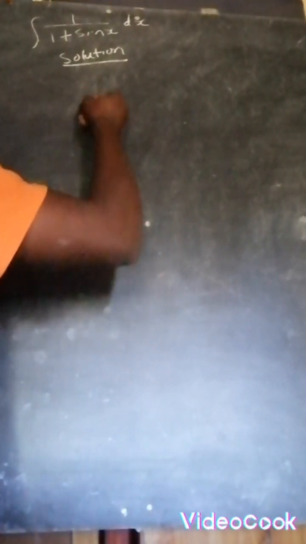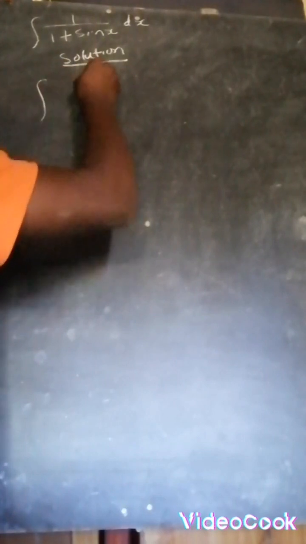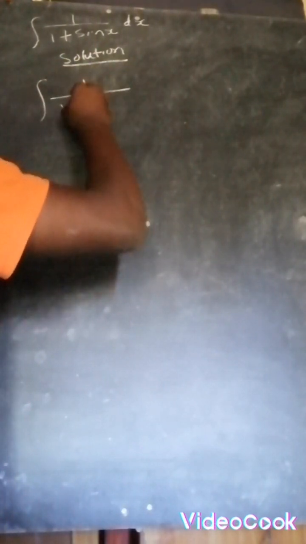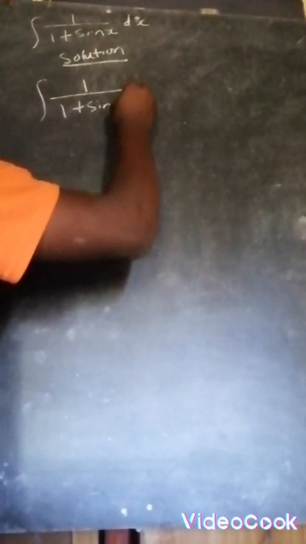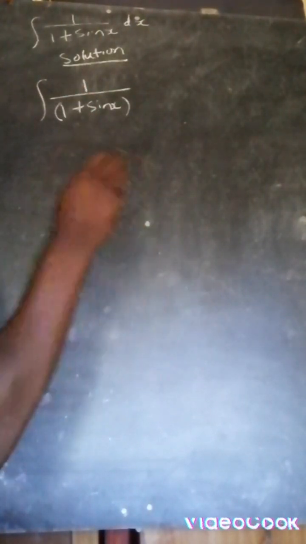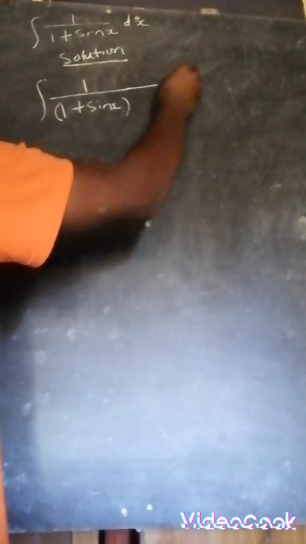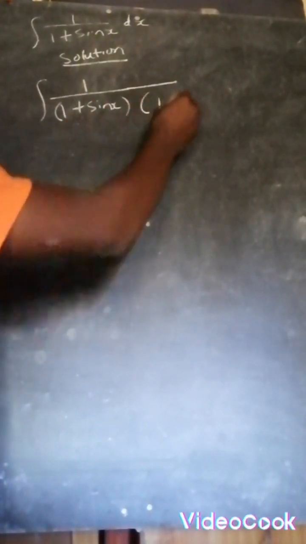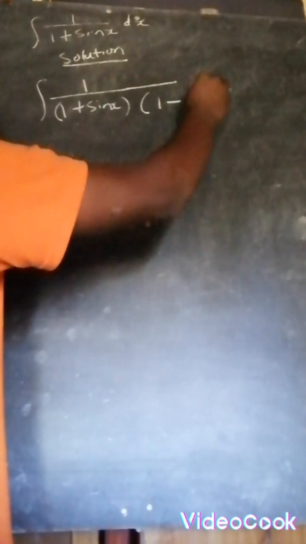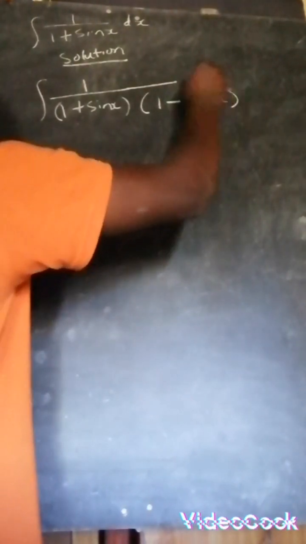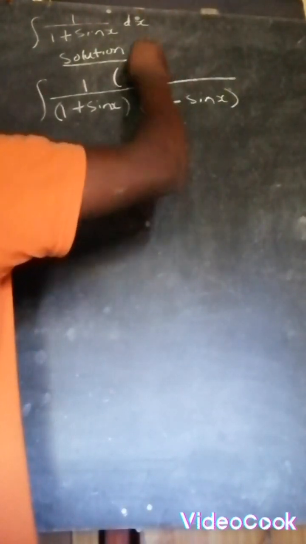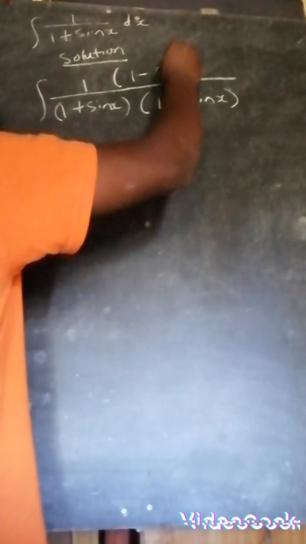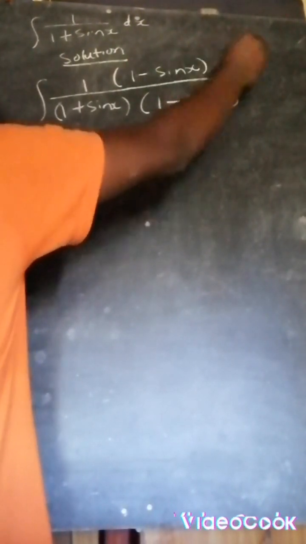So in this case, I'll say integral of 1 over 1 plus sine x. Since I said I will have to multiply both the numerator and the denominator by the conjugate of the denominator, here's my conjugate: 1, then we just change the middle sign of the denominator. So the sign will be minus sine x, close bracket. We multiply by the same thing so that we don't do a favor.